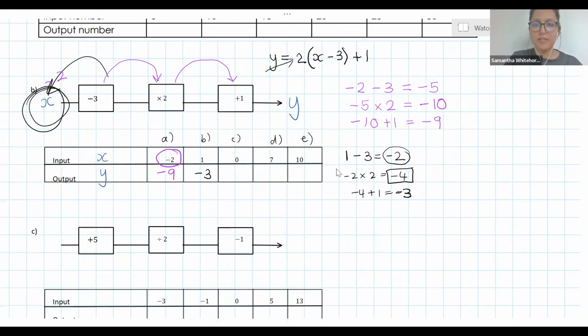Rebetswe, would you like to give us C? Hi, ma'am. So, ma'am, I think C will be a +1. Okay, walk me through it. So, ma'am, I said 0 minus 3 is 0, and then 0 multiplied by 2 is still 0, and then 0 plus 1 is 1. Okay, so I want to go back here. What is 0 minus 3? If I take 3 away from 0, what do I end up with?